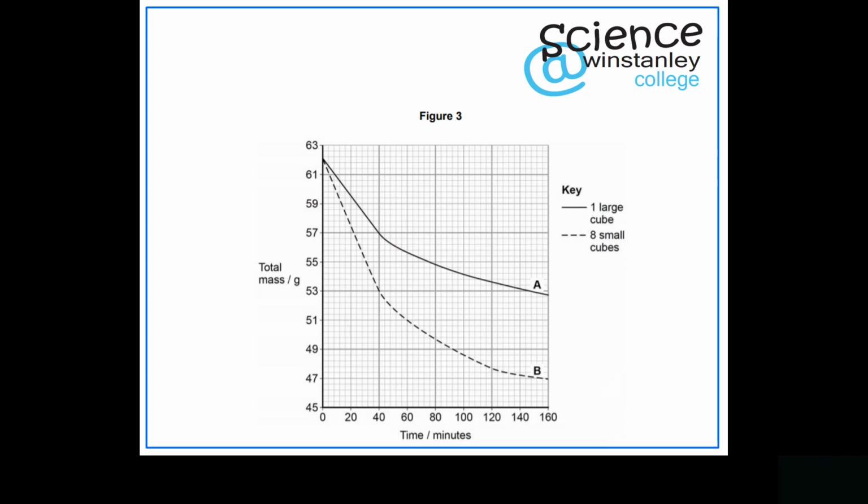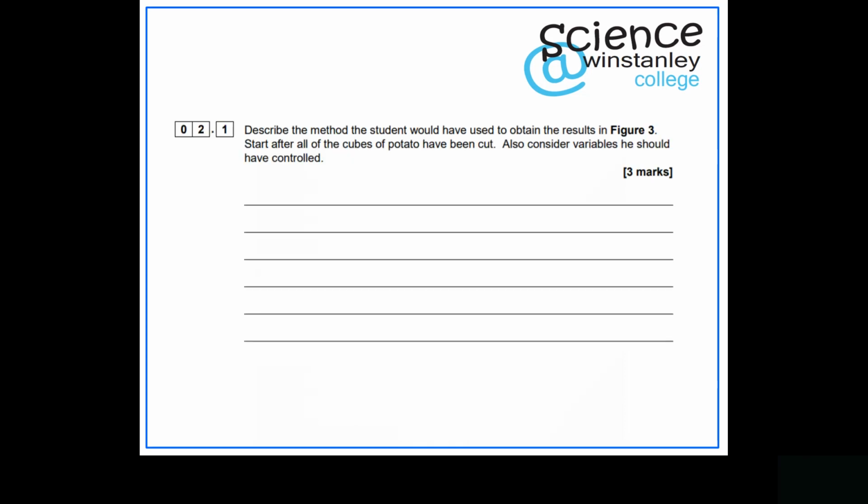At the end of the investigation, they plotted a graph, and I'll be coming back to this in a second. So the first question says, describe the method the student would have used to obtain the results. Start after all the cubes of potato have been cut. Consider the variables they should have controlled. I'm not going to give you the answers here. I'm going to give you some things to think about. And I hope that you'll have a go at the question.